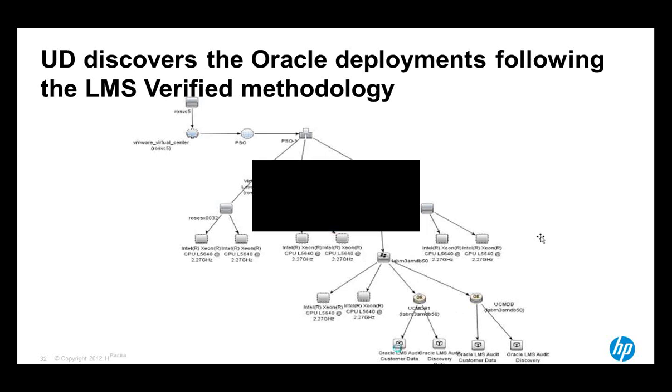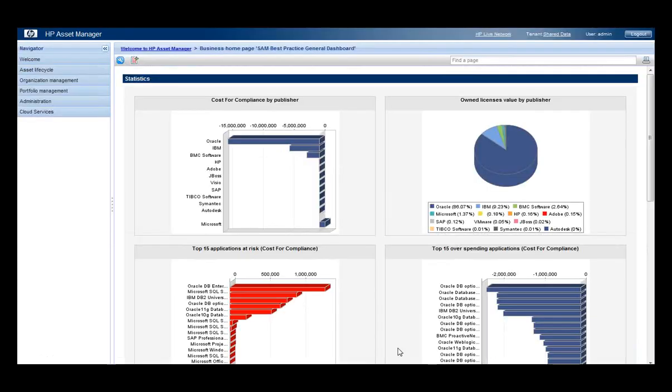So I'm going to log in to Asset Manager, and actually I'm already logged in. So here is the SAM dashboard, the Software Asset Management Global Dashboard, and we will start with the global view before drilling down into Oracle. Asset Manager will track the procured licenses, and will be able to give you how many deployments, how many licenses you have procured, and for what cost.